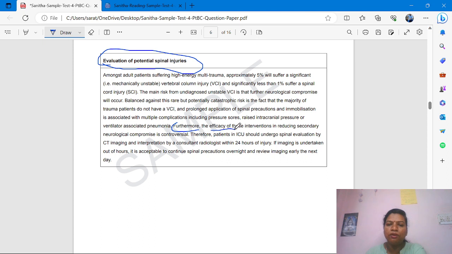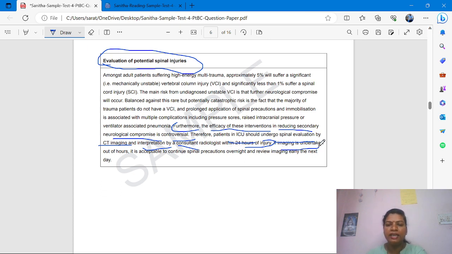Furthermore, the efficacy of these interventions in reducing secondary neurological compromise is controversial. Therefore, a patient in ICU should undergo spinal evaluation by CT imaging and interpretation by a consultant radiologist within 24 hours of injury. Within 24 hours of injury, we have to evaluate, find out, and advise for CT imaging and interpretation by a radiologist to find out any spinal injuries.